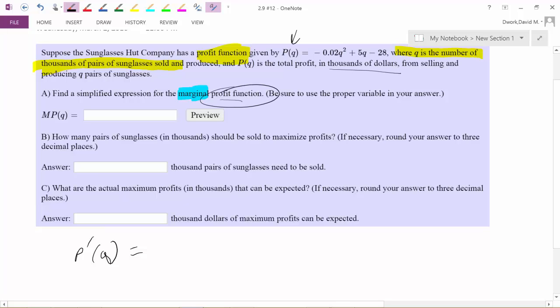So that's it. Now, how many pairs of sunglasses in thousands should be sold to maximize profits? All right, so here comes that again. How do we find maxes? Not with your calculator using the max or min function. No. This is calculus. Ask yourself, using calculus, how do I do that? Oh yeah, of course, it's taking a derivative. So what do I want to take the derivative of? Well, if it's asking me to maximize profits, wouldn't the marginal profit be the same thing, the derivative of my profits?